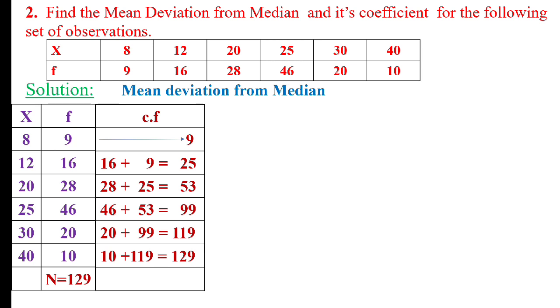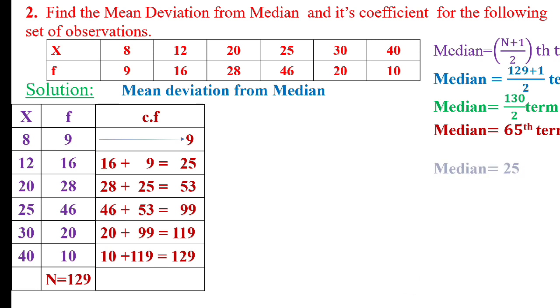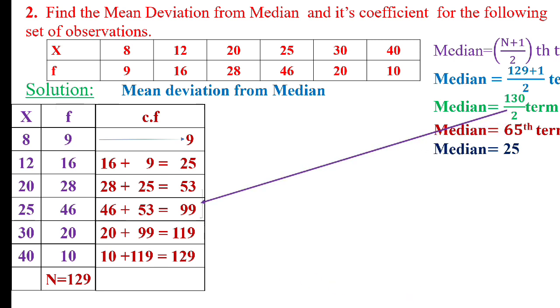Now the median formula for a discrete series: median equals the (n plus 1) divided by 2 th term. Here n is 129, plus 1, so 130 divided by 2, so we get 65. 65 lies between 53 and 99. In that, the larger value is 99. The x value for that is called the median. So we know the median very well.